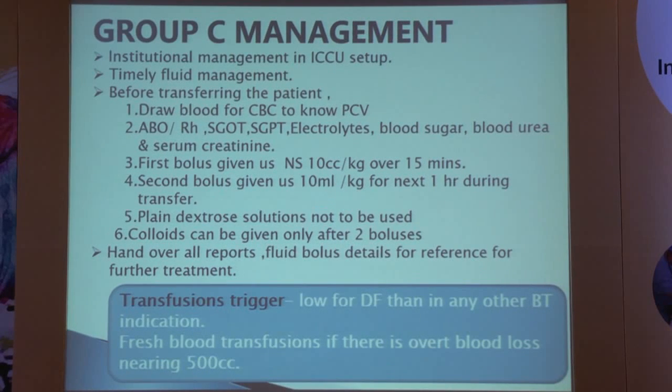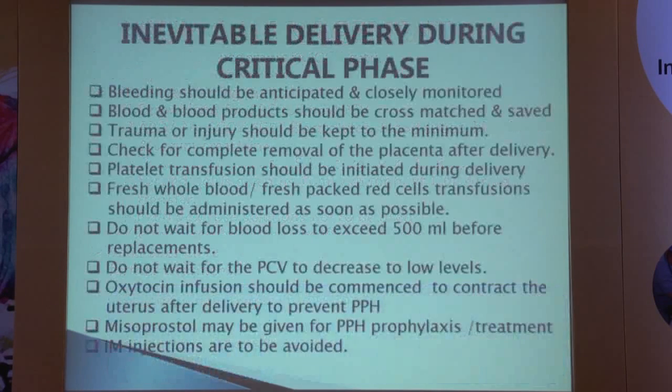Group C management: institutional management in the ICU setup, timely fluid management. Of course, the ceremonials before transferring the patient, and hand over all reports and fluid bolus details for reference for further treatment. Here the transfusion trigger is very important because it is lower for dengue fever than in any other blood transfusion indication. So fresh blood transfusion if there is overt blood loss nearing 500 cc.